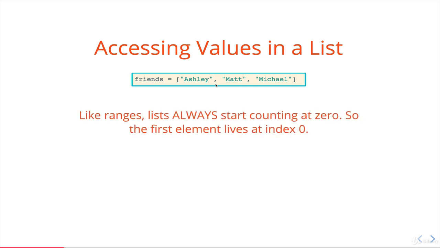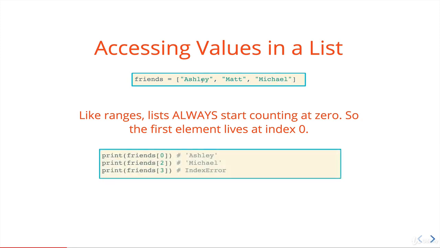Like ranges, lists always start counting at 0. So there's an order here. That's very important. In every list, there's an order. The first item is the 0th element. We call it an index. It has the 0 index. Then the index of Matt is 1, and the index of Michael is 2. So that's really, really important. 0, 1, 2. Lists always start at 0.